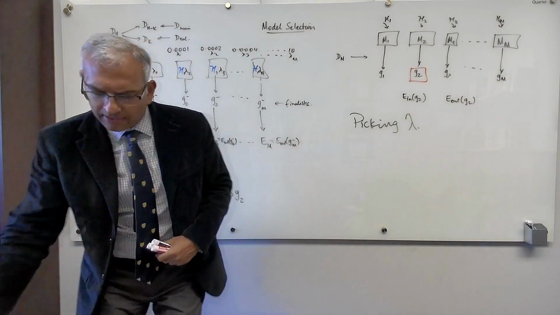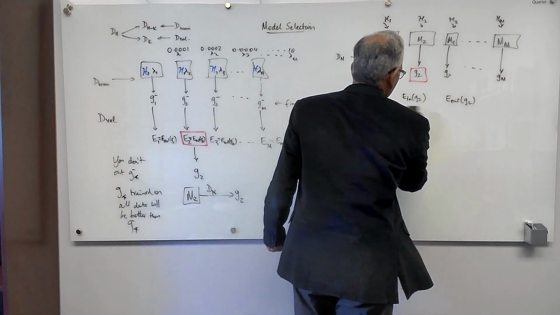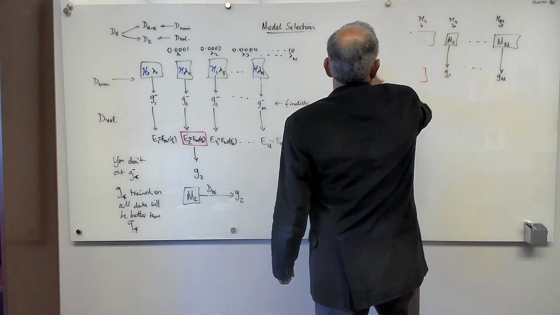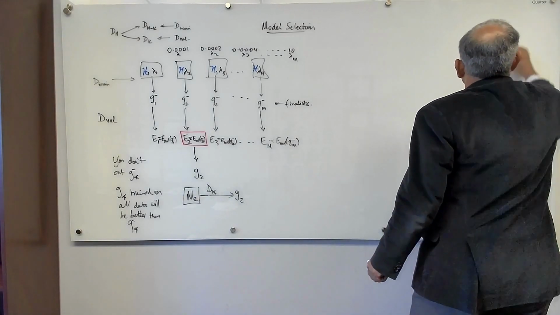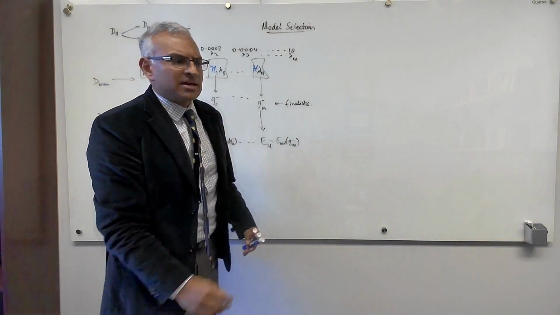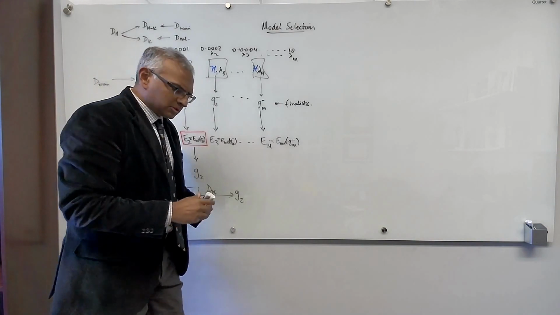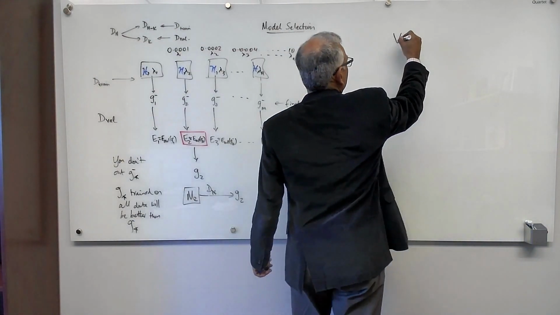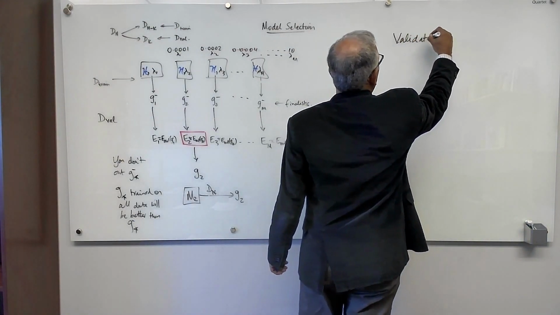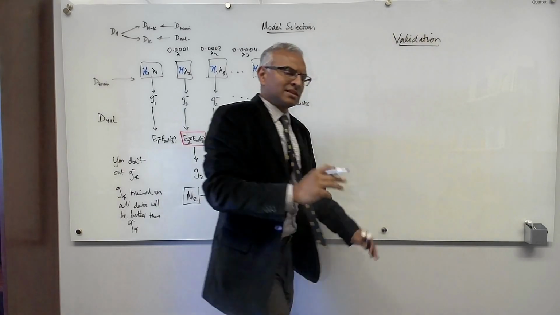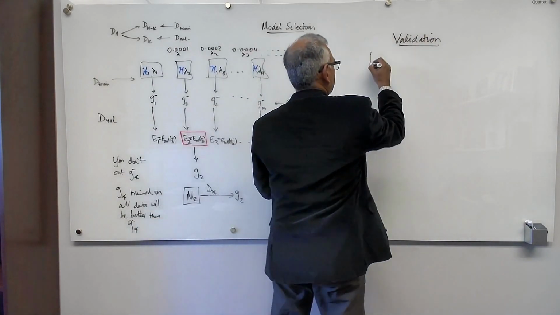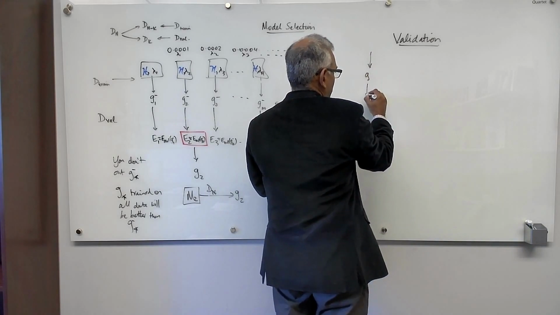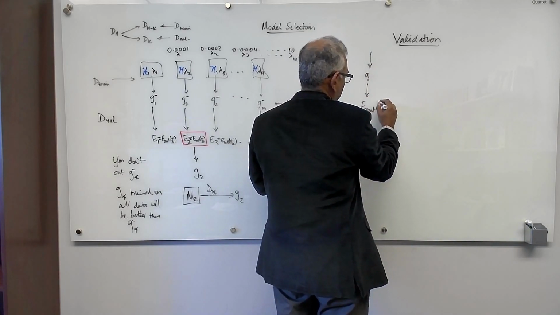Okay, and let's go back now to validation and discuss an issue that might have been bugging you. So we're done with model selection. Let's go back to validation and discuss the general philosophy. So you're going to output g, and g has E out of g.